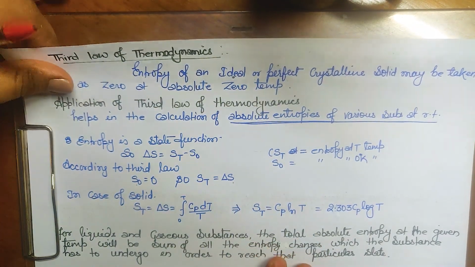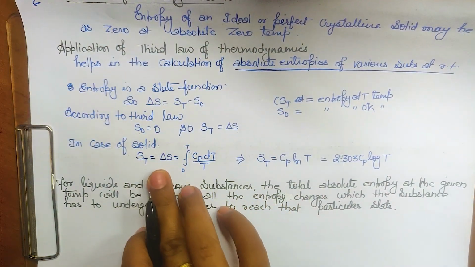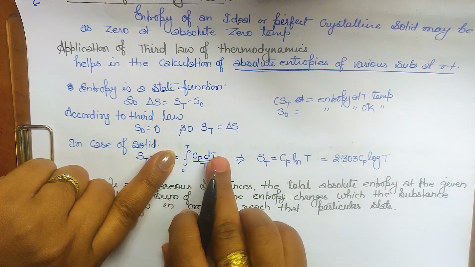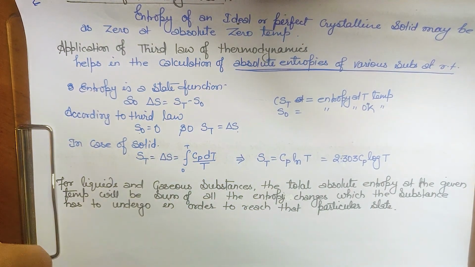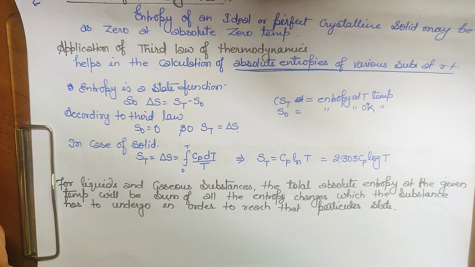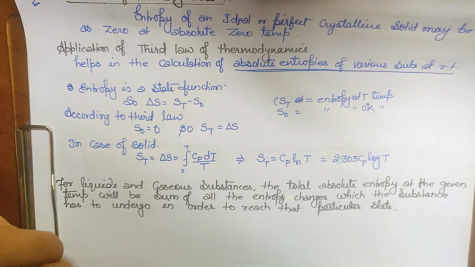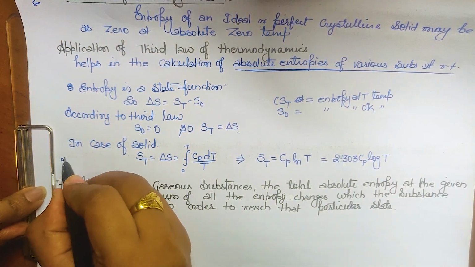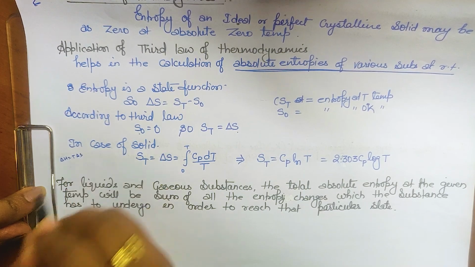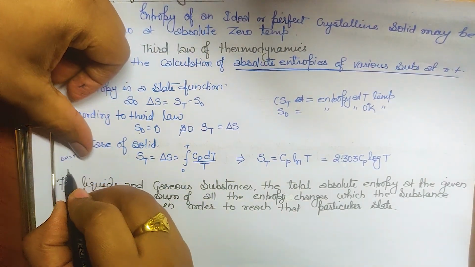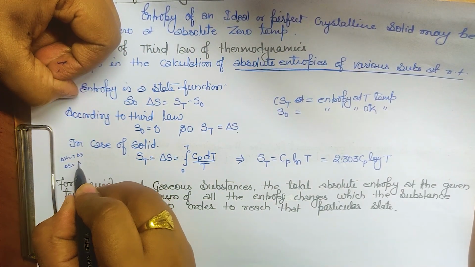Now in case of solid, St will come as Cp dT upon T. How did it come? Think of it. Delta H is equal to T delta S. We know that delta H is equal to T delta S. So delta S is equal to delta H upon T.